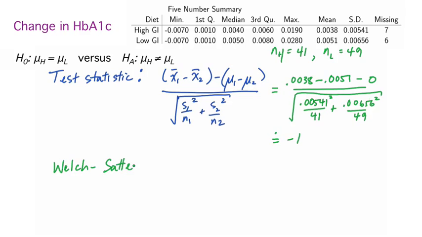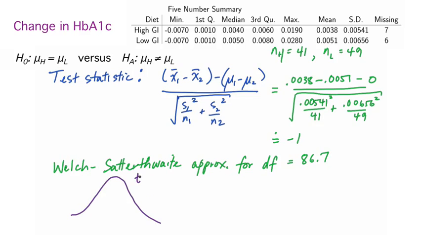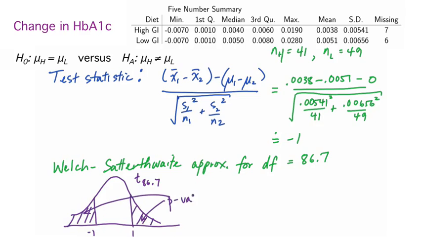The Welch-Satterthwaite approximation for the degrees of freedom is 86.7. So we need to calculate our p-value from a t-distribution with 86.7 degrees of freedom. We can draw this t-distribution. It looks something like this. And we can put on this plot our test statistic of -1. Because we're carrying out a two-sided test, values that are more extreme than what we got include values that are both less than -1 and greater than +1, since those are equally as far from 0. And our p-value is the shaded area in the plot. And using some statistical software, the p-value is about 0.3.